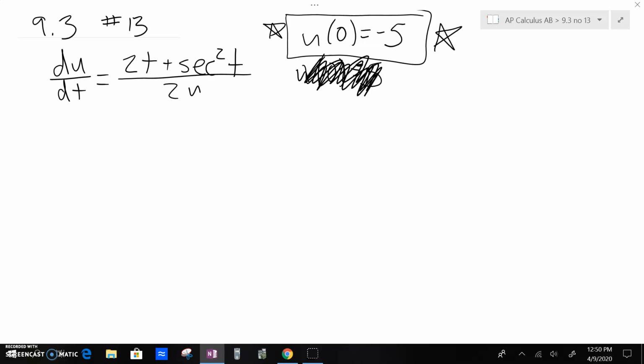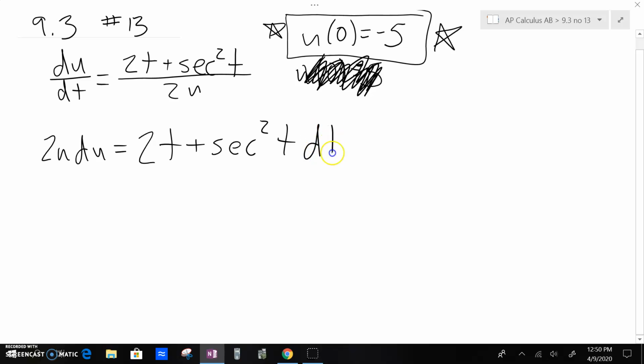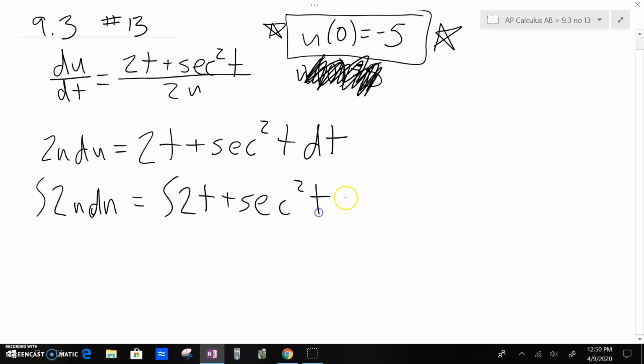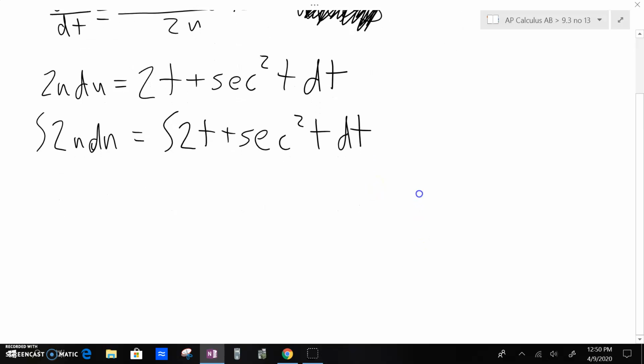So first off, we're going to separate. I'm going to do this cross multiplication deal. So I've got 2u du, and then I've got 2t plus secant squared of t dt. So separate the variables just using the cross multiplication. Then I'm going to integrate both sides. So the integral of 2u du equals the integral of 2t plus secant squared of t dt.